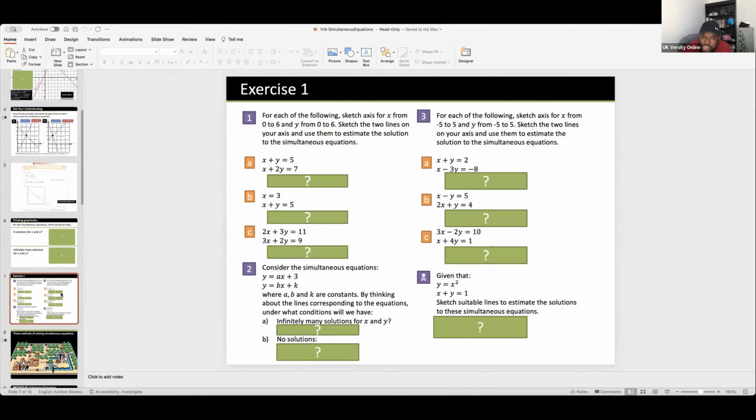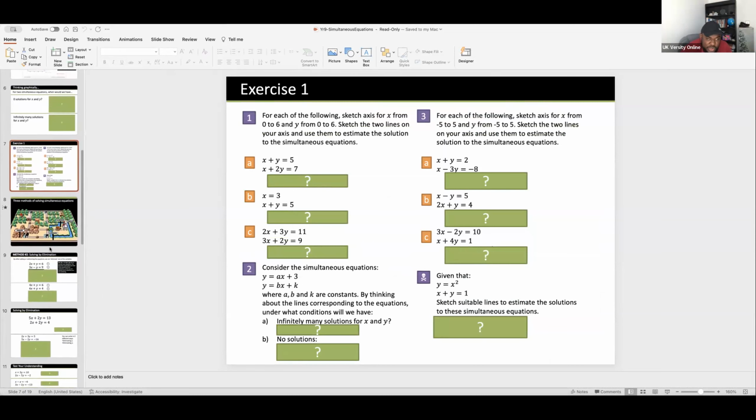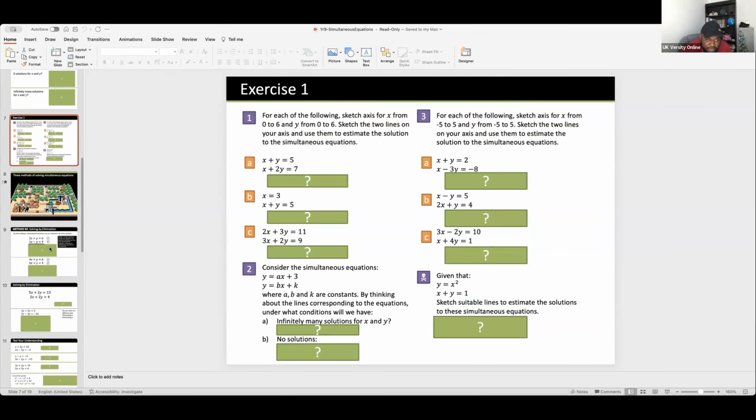You can try and plot the first graph and the second graph on the graph sheet and see where they meet. Where they meet is the solution. There are some things we need to learn about simultaneous equations when you want to solve them in an algebraic way.